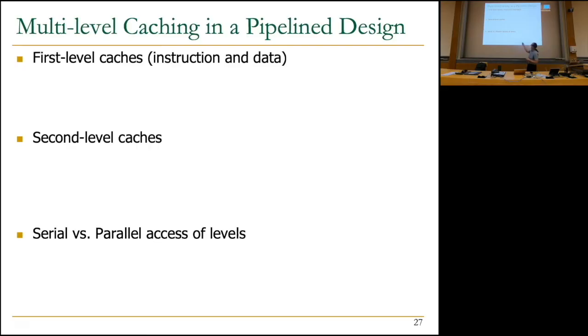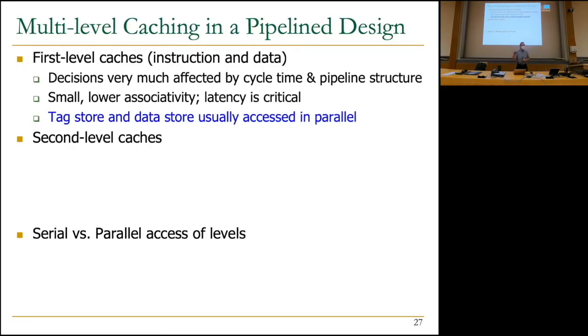Basically, the design decisions that you have in first level caches, instruction and data, are very much affected by the cycle time and the pipeline structure. So they're usually small, lower associativity, and latency is critical because you want to get the data quickly into the pipeline so that you don't stall much. And tag store and data store are usually accessed in parallel.